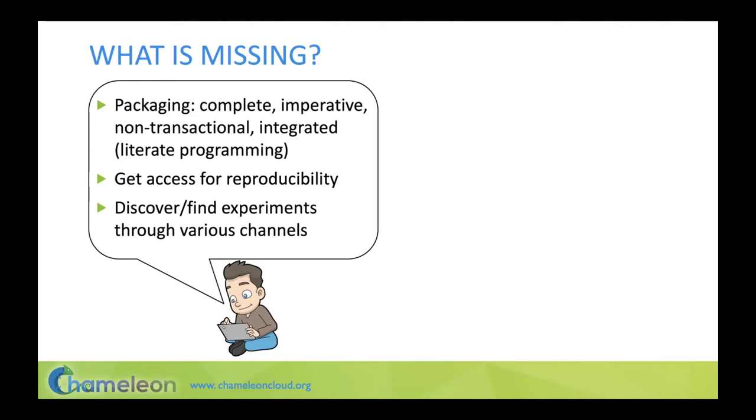So one thing is you need to package those experiments in some way. Second thing, you need to get access for reproducibility, right? It's not enough to have the package. You somehow need a platform on which to execute. And finally, you need to discover those experiments through various channels, right? Through the paper, like I showed at the beginning, is one way, but maybe you want to just go off and say, geez, I'm looking for a machine learning model for data with some special characteristics. Did anybody do that, right? And you may want to browse and play with that. So this is from the perspective of somebody who's repeating the experiment.